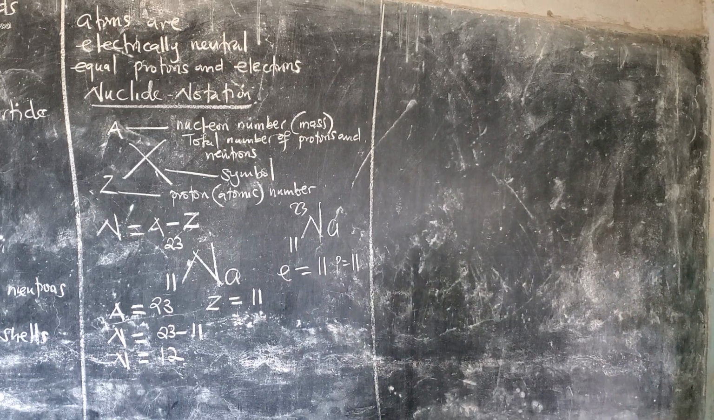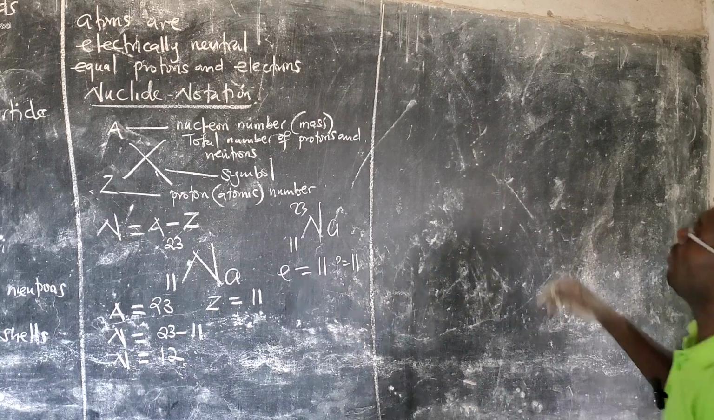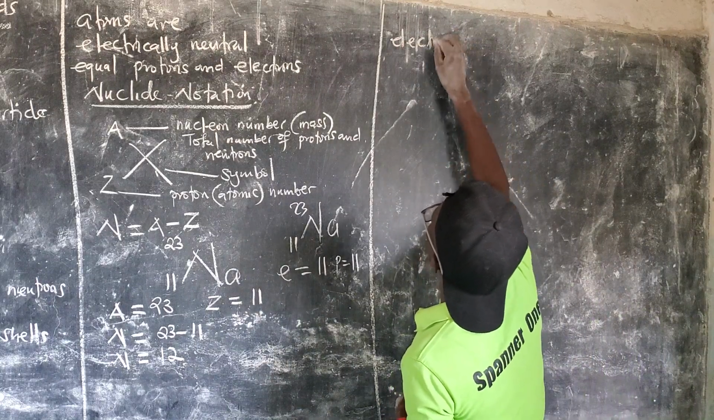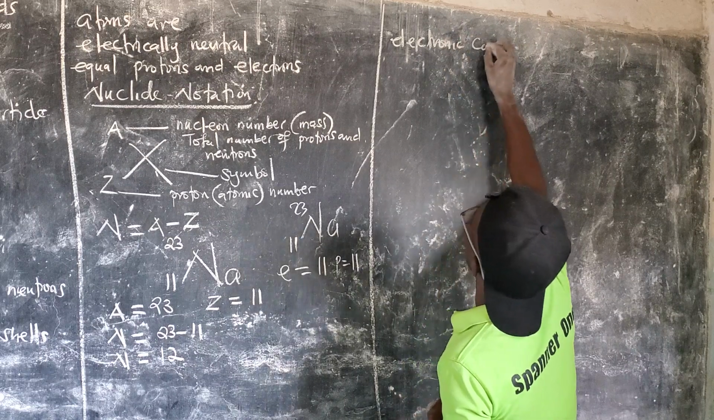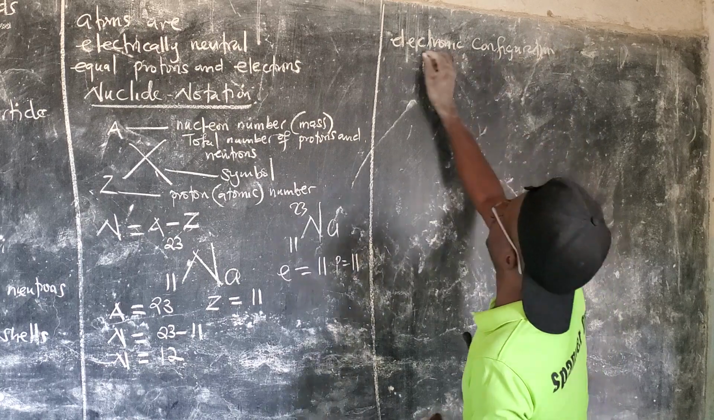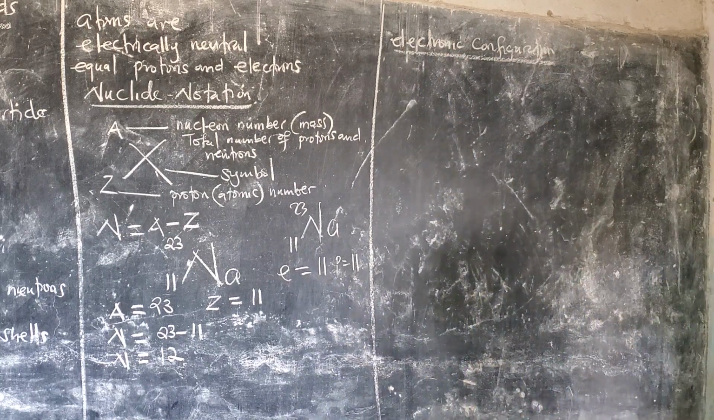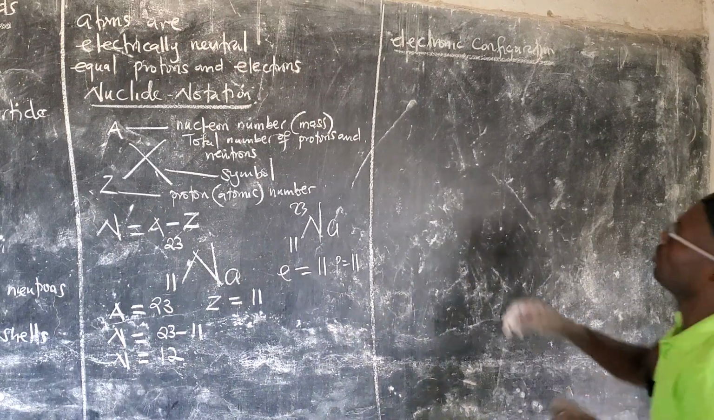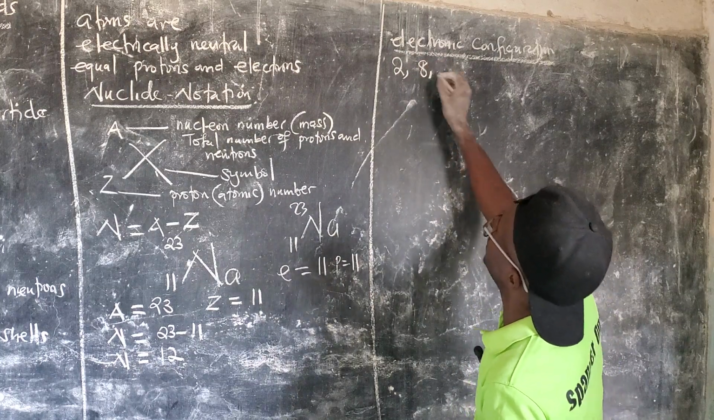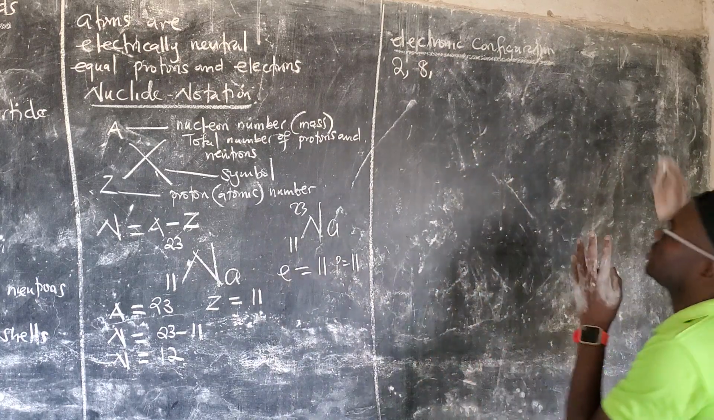So now when it comes to electronic configuration, when you're looking at the electronic configuration, we're just talking about the distribution of electrons in the shells. Okay, so the first shell has 2 electrons, the second one has 8, the other one 8, and just like that.